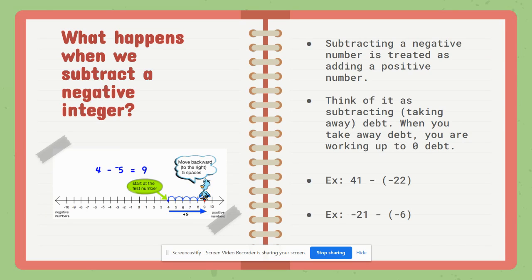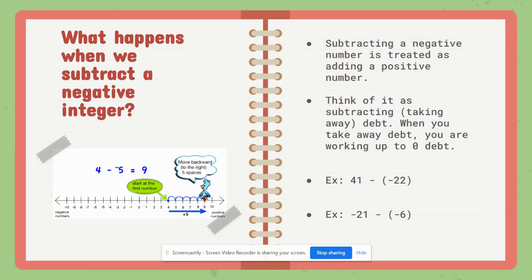We can think of this in terms of money. Think of it as subtracting debt or taking away debt, right? So for example, if I owe you $5, right, and I take away that debt, right, I'm taking away that negative 5. Well, really, I paid you $5. I don't owe you anything anymore. So I have 0 debt, right?